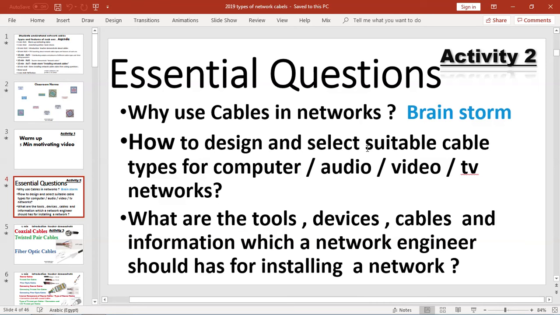Essential questions. Why use cables in networks? How to design and select suitable cable types for computer, audio, video, and TV networks? What are the tools, devices, cables, and information which a network engineer should have for installing a network?